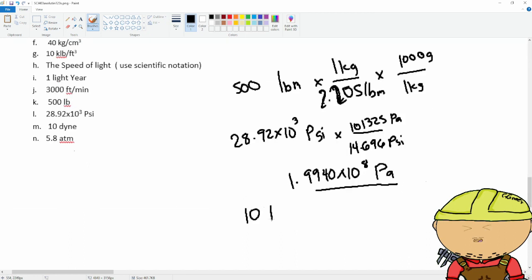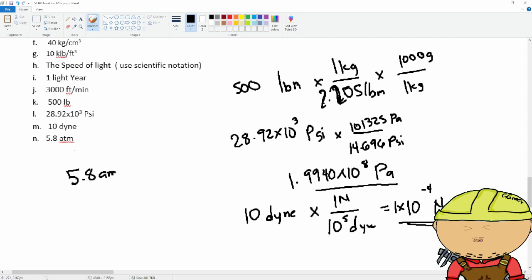Okay, 10 dyne is already a metric system. If you want, we can convert it to Newton, because Newton is the standard metric system for force. 10 to the 5th dyne is 1 Newton, so that will become 1 times 10 to the negative 4 Newton, the non-prefix metric system. Dyne is a unit used in the metric system, but the standard for force is Newton.